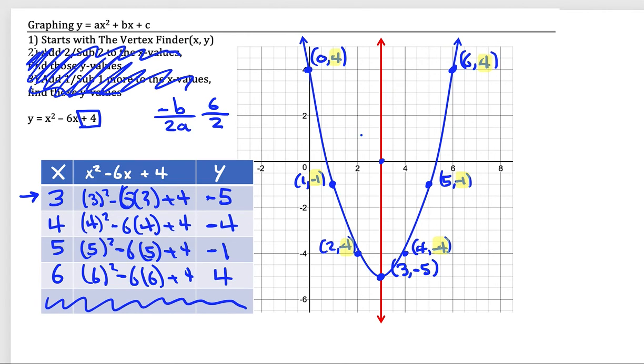So that's another way to graph a quadratic equation by hand. Start with the vertex finder, go to the right, and then copy and paste over the axis of symmetry to the other side. All right, cool.